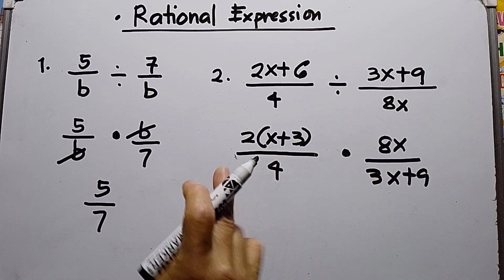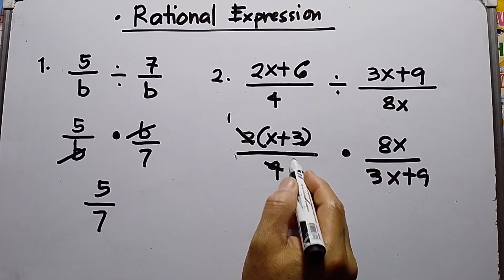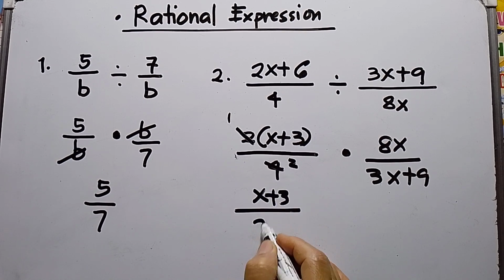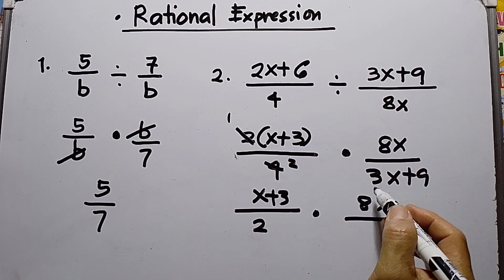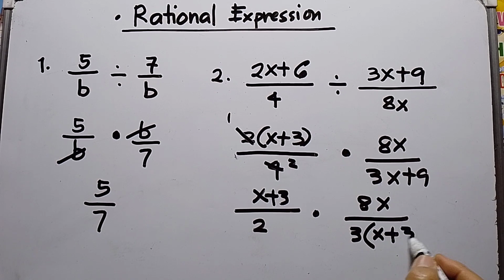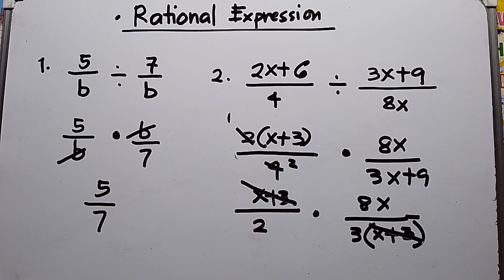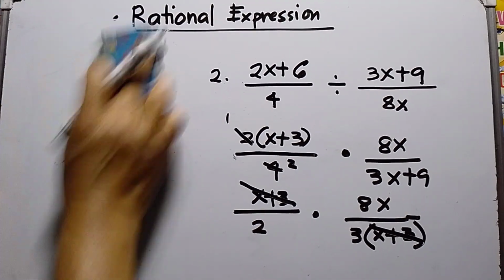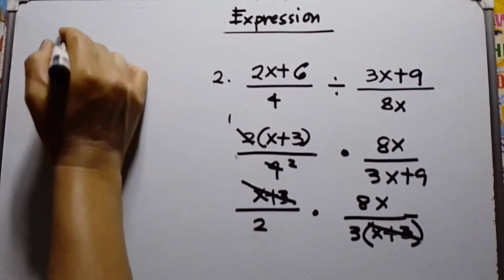I think we can cross this one out. This will be divided by 2 is 1, divided by 2 is 2. So I have x plus 3, then this will be 2, times 8x. Factor out 3 and 9, so the common factor is 3. Then I have x plus 3. This will be crossed out. So this will be 8x.